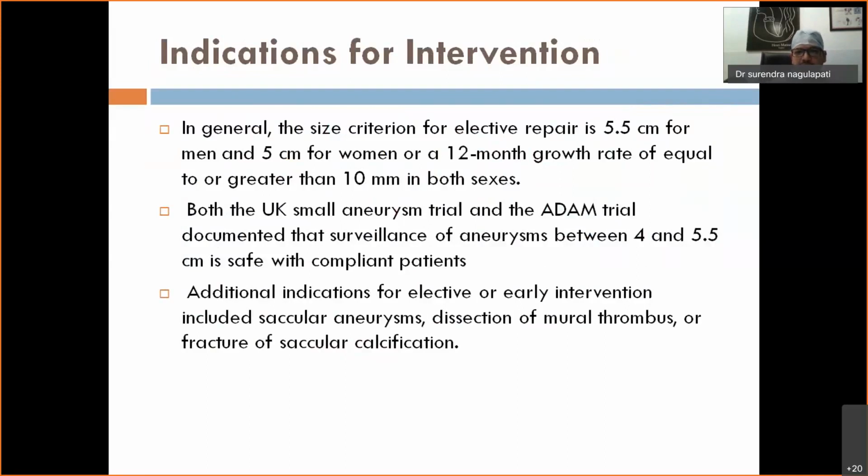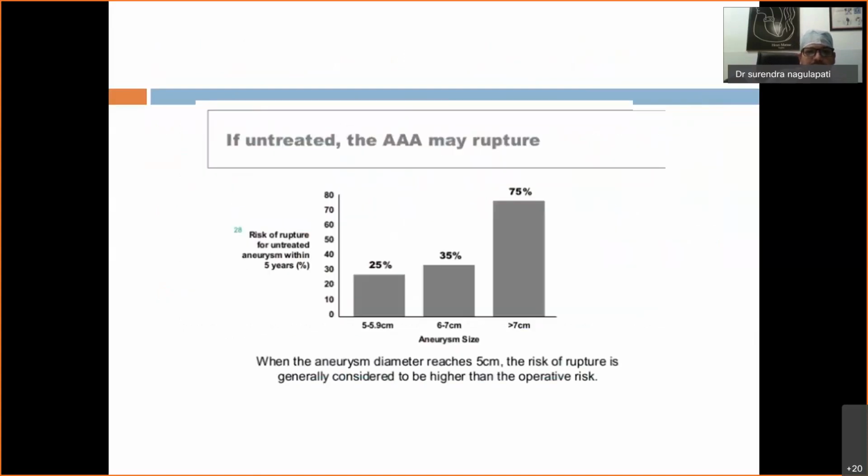Both the UK Small Aneurysm Trial and the ADAM trial documented that surveillance of aneurysms between 4 and 5.5 centimeters is safe with compliant patients. Additional indications for elective or early intervention include saccular aneurysms, dissection of the thrombus, and fracture of the saccular calcification. This is the slide showing the diameter with the risk of rupture for untreated aneurysms within 5 years. At 5 to 5.9 centimeters, there is a 25% risk of rupture, at 6 to 7 centimeters, there is a 35% risk of rupture, and at more than 7 centimeters, it is more than 75%. When the aneurysm diameter reaches 5 centimeters, the risk of rupture is generally considered to be higher than the operative risk.